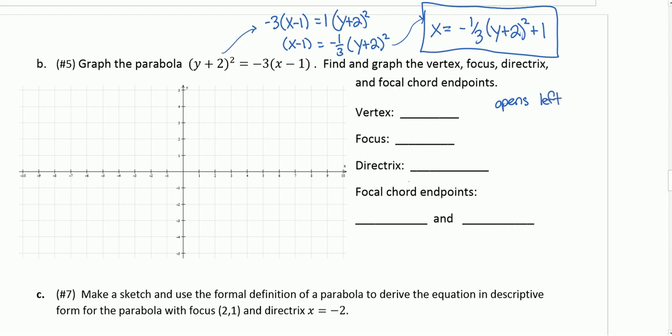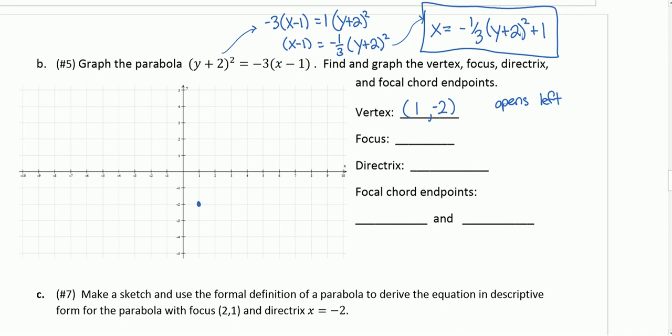Secondly, I'm going to get the vertex. You have that y plus 2. The 2 goes with the y value, so it's the y value of your vertex, but it's the opposite of what you see there. So you got a plus 2 there. You're going to put a minus 2 in your vertex. The plus 1 is going to be your other value. In this case, it's going to be our x value, and don't change that one. So I'm going to plot our vertex at 1, negative 2.